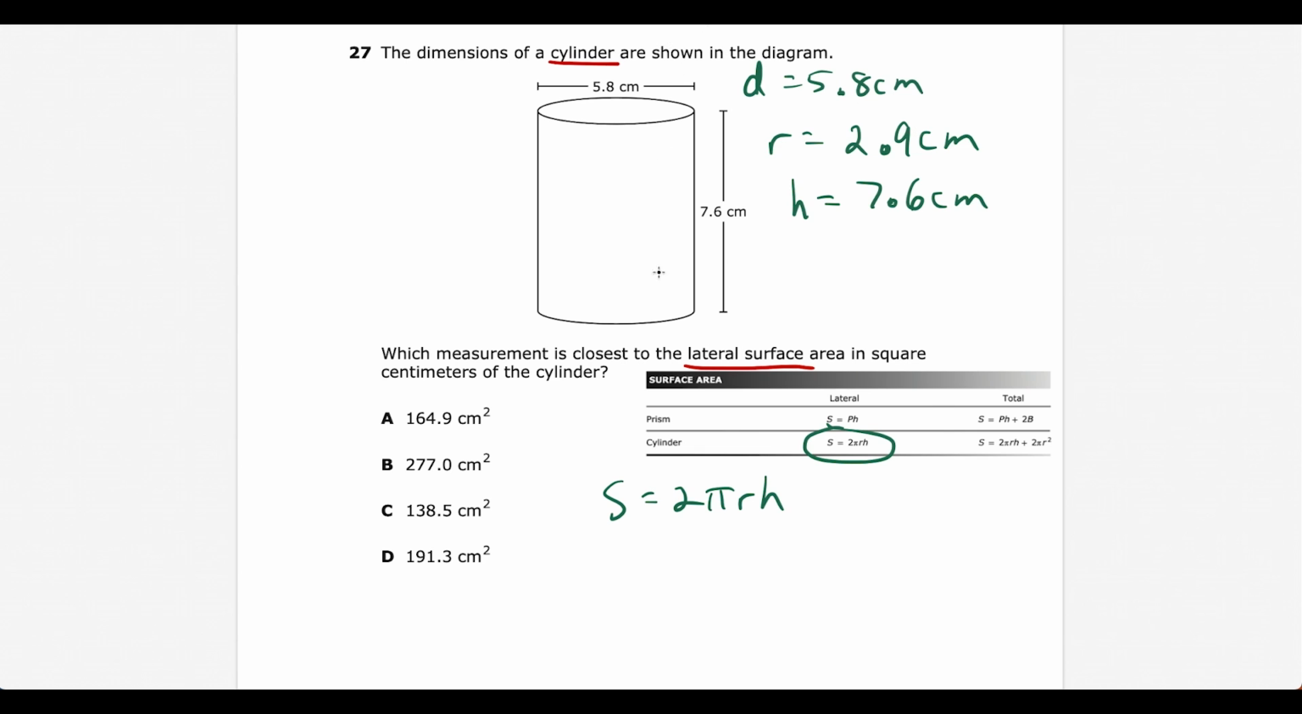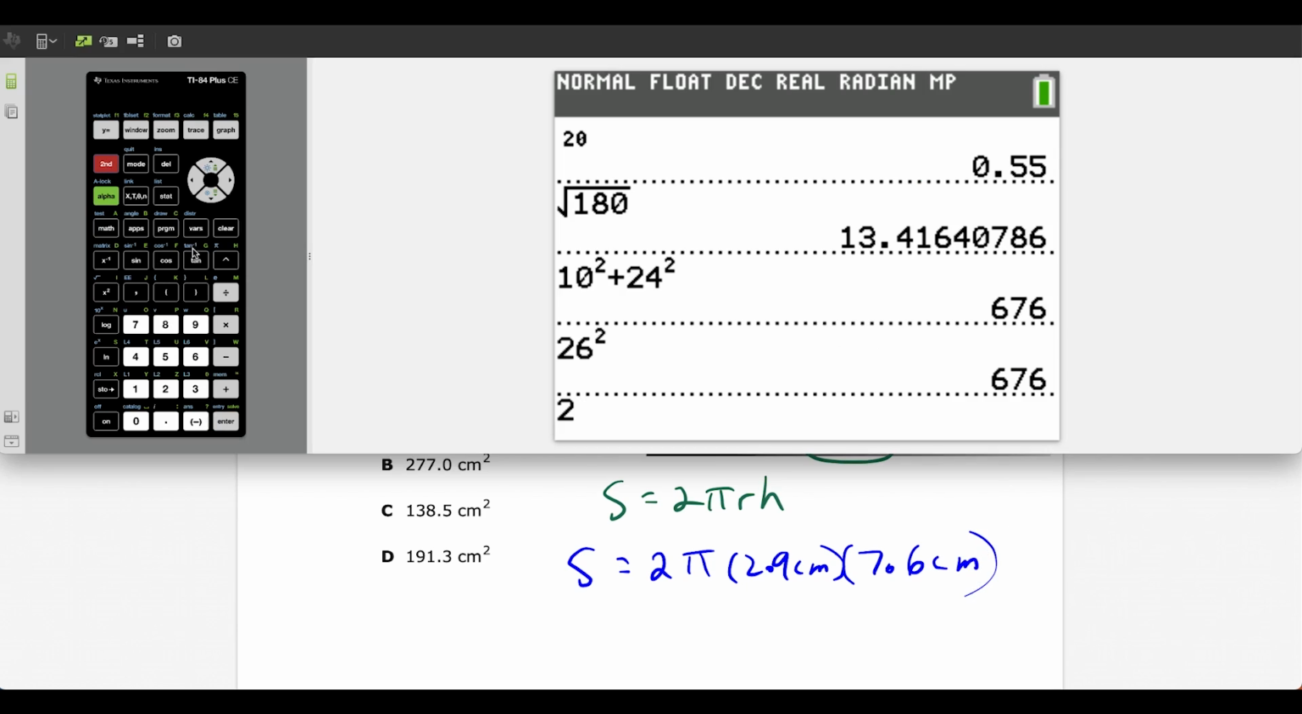So if we want just the lateral surface area, we're going to ask the calculator, what is 2 times pi times 2.9 centimeters, multiplied by the height, which is 7.6 centimeters. So we have 2 times pi, which is second and this up arrow here, and then times, we could put parentheses 2.9, and then another parenthesis here to write our 7.6, and now the calculator is going to multiply all of these together.